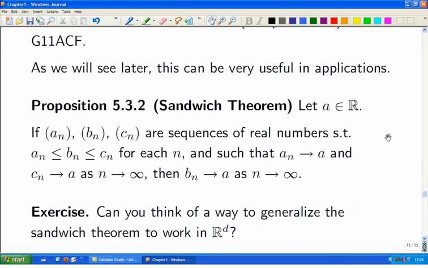So in the sandwich theorem then, you sandwich a sequence Bn between two other sequences, a sequence An and a sequence Cn. So they're stuck in between. This is for real numbers here. An less than or equal to Bn less than or equal to Cn. Now An tends to A, and Cn tends to A as well. That's the same A. It's very important that's the same limit.